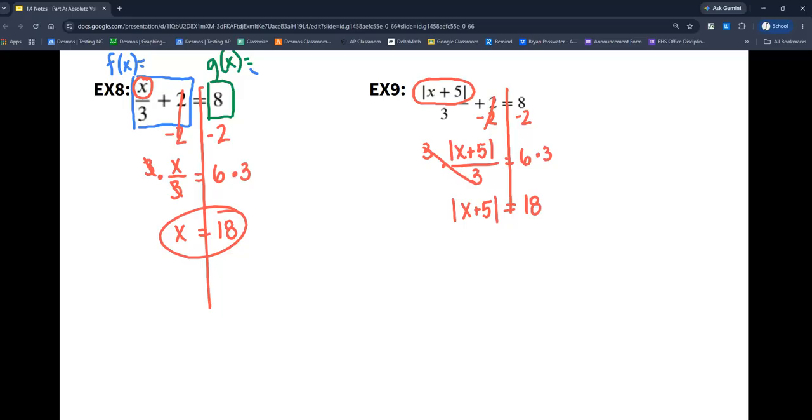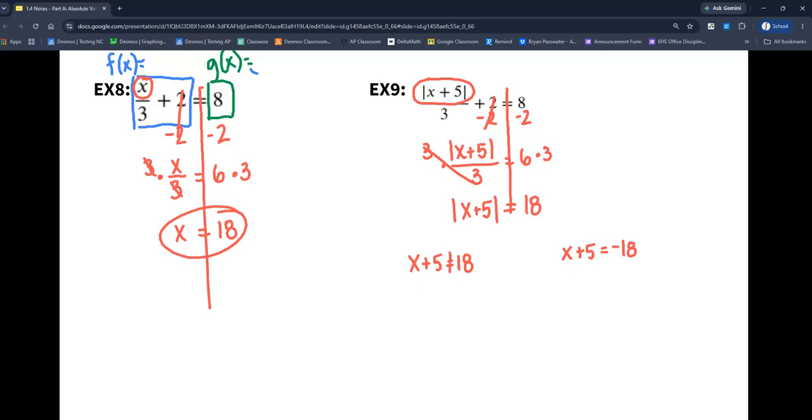Okay, so you got to get absolute value bars by themselves. When the absolute value bars are by themselves, you got to have 2 answers. You got to have 2 problems. So the first one just looks like this: x plus 5 equals 18. The second one is going to be x plus 5 equals, who can tell me? Negative 18. Okay, everybody good there? Now we're almost done.